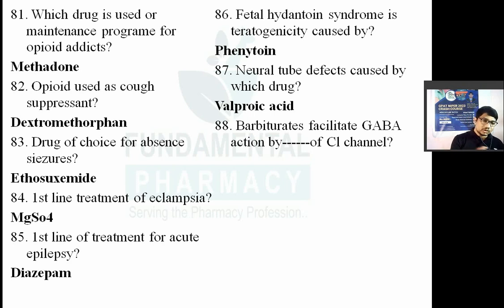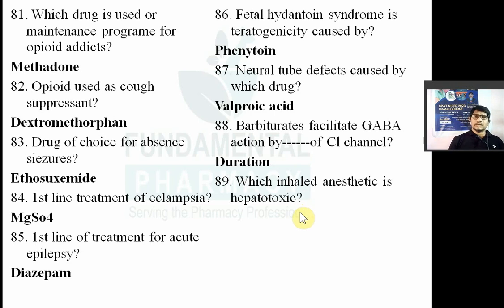Now benzodiazepines also act in the same way, but they increase the frequency of chloride ion channel opening. So the number of chlorides going inside is increased by benzodiazepines. Now barbiturates open the channels for a longer time. Barbiturates facilitate the GABA action by increasing the duration of chloride ion channel opening, right?